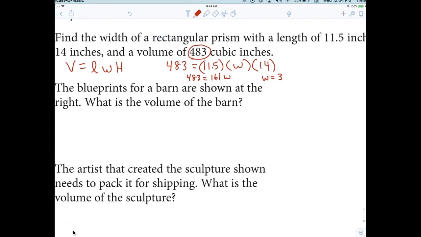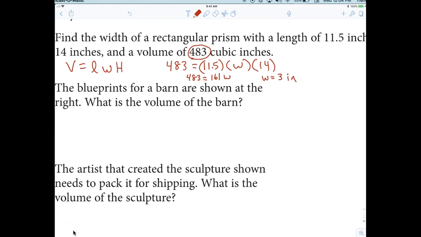3 inches. No. 3 inches. We don't say inches cubed. You don't measure a width and say, well, that's 3 inches cubed. We measure width with what? Inches. You measure volume with what? Cubes. That's what we're doing. All right? Is everybody good with that? Yes. All right.